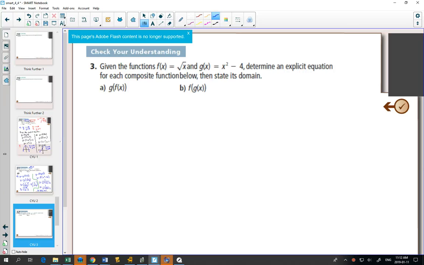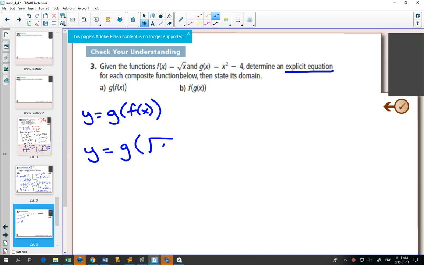Here's our first example with a square root. Determine explicit equations, then state the domain. So in A, we have y equals g of f of x. Okay? It says explicit equation. You have to have an equal sign whenever there's an equation, with something on both sides to make it an equation. So that's why I have y equals f of x is the square root of x.